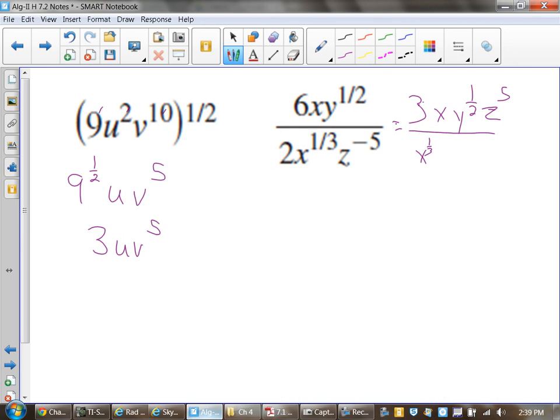Now there's only one variable that I have to simplify. The x's. Who wins in the battle of the exponents? A 1 or the 1/3? 1. And we've said this one before. What's 1 minus 1/3? So my final answer is 3 x to the 2/3 y to the 1/2 z to the 5th. Remember, take care of your numbers first. Rewrite all of your exponents to become positive. Then simplify out.